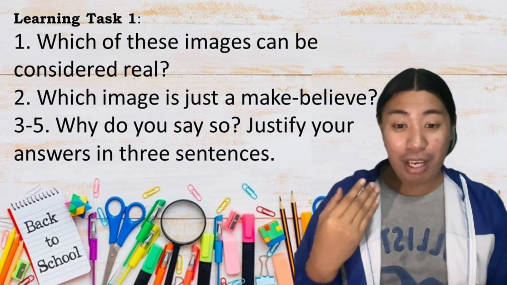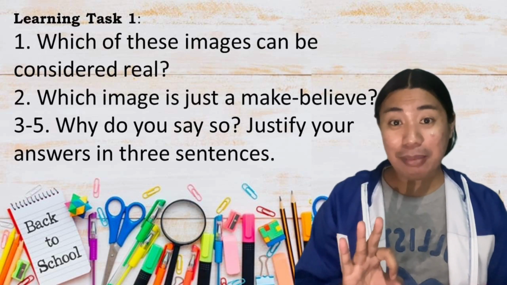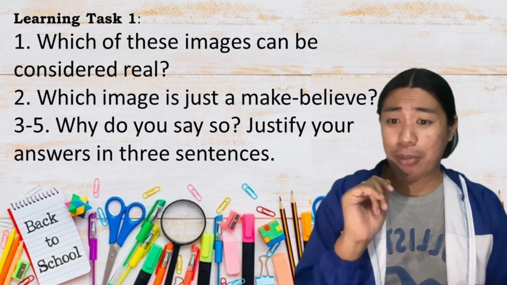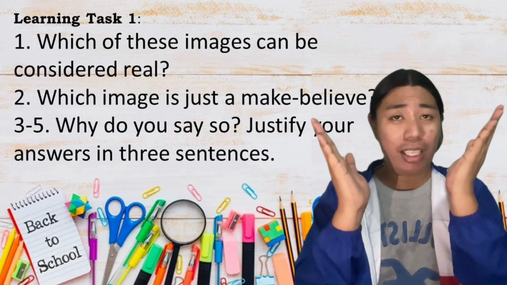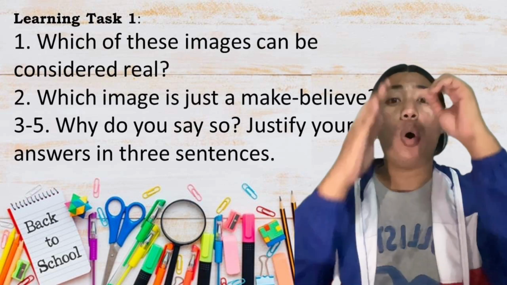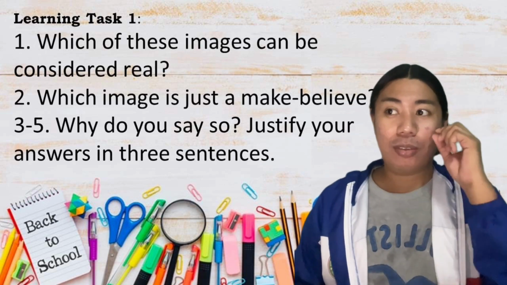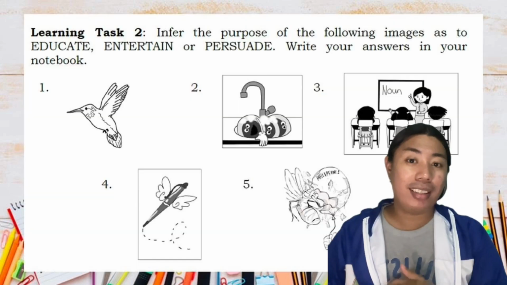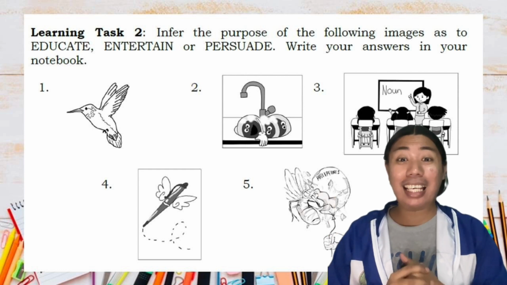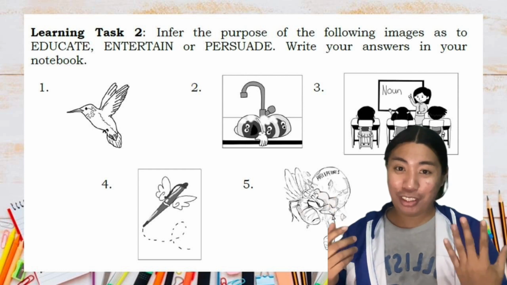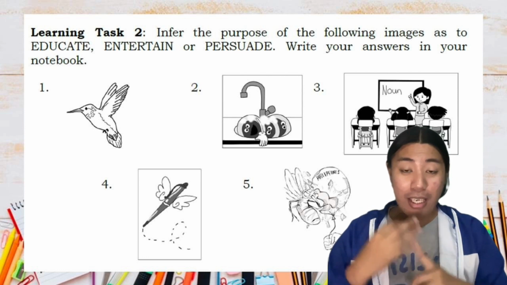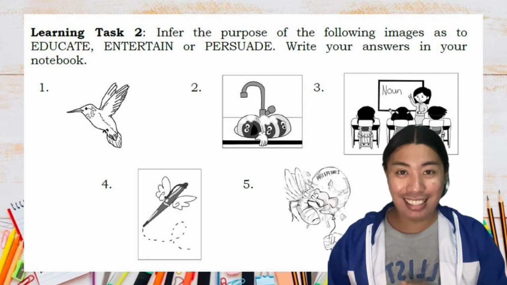Then for 3 and 5, you need to construct at least 3 sentences para makuha nyo ang perfect score. Mag-justify nyo, then why do you say so? Bakit nasabi nyo na alin ang image na real at alin ang image na make-believe? So all you need to do is to justify. I-justify nyo kung bakit yun ang sagot nyo. 3 sentences dapat. In learning task number 2, simple lamang ang gagawin. Looking at the pictures, alin dyan ang educate, entertain, and persuade. Ganun lamang isagot ang educate, entertain, persuade gamit ang iba't ibang image na inyong nakikita.